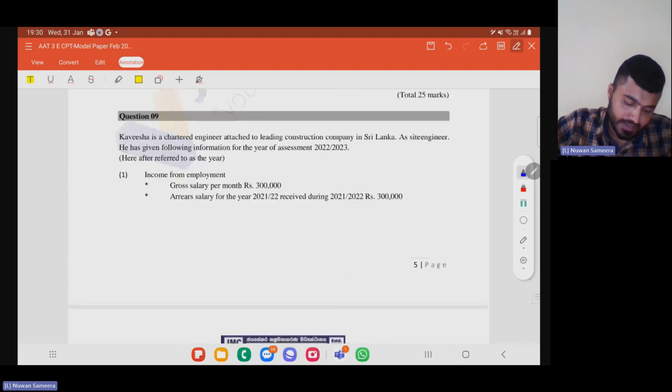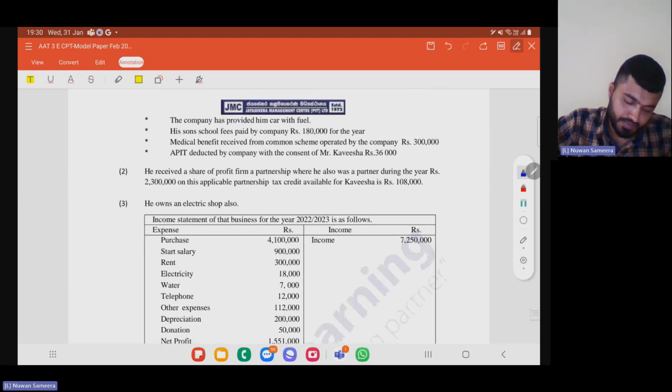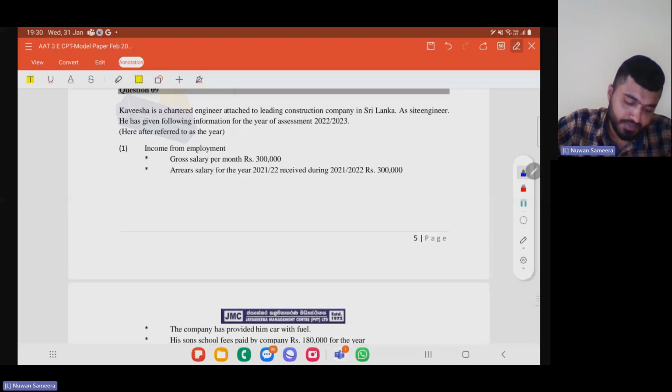Then Kavisha is a chartered engineer attached to a leading construction company in Sri Lanka. As a site engineer, he has been given the following information for the years of assessment 2022 and 2023.